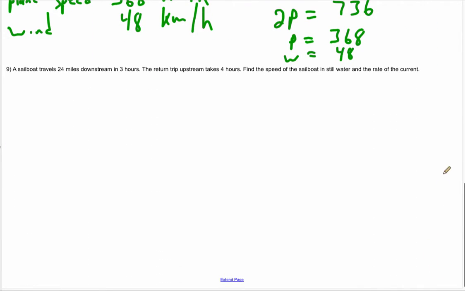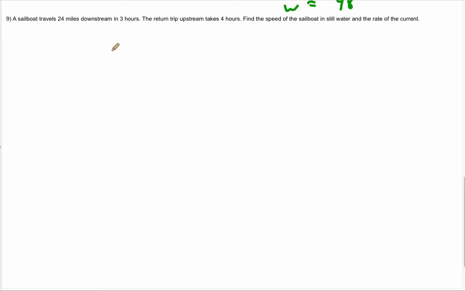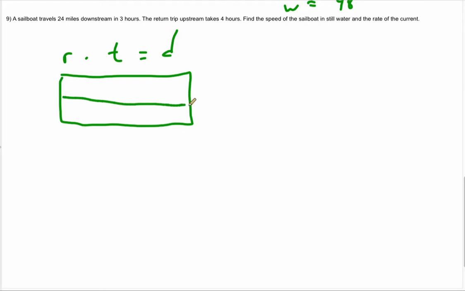Number 9, sailing now instead of flying. Does that change anything? No, it does not. We're talking about a boat here, folks. So it's going to be rate, it's going to be time, it's going to be distance. Same stuff. Make our chart. Same beautiful chart with uneven lines here.